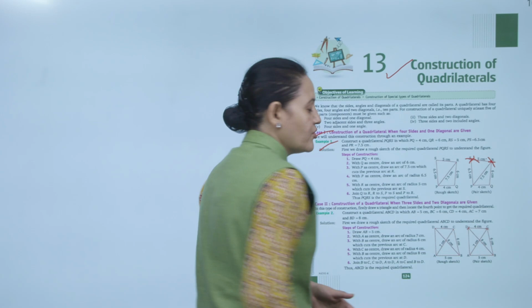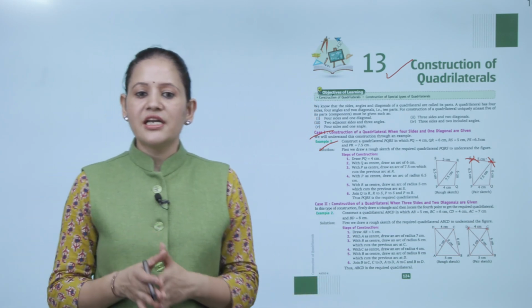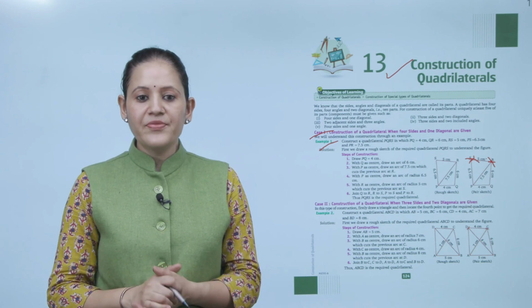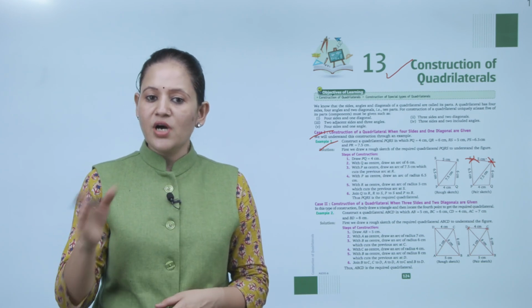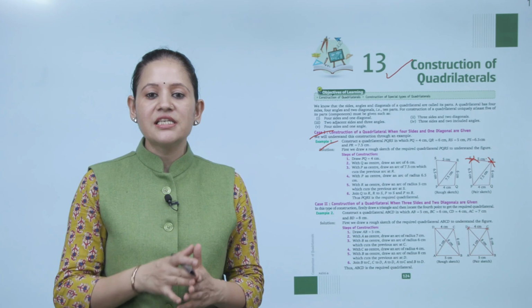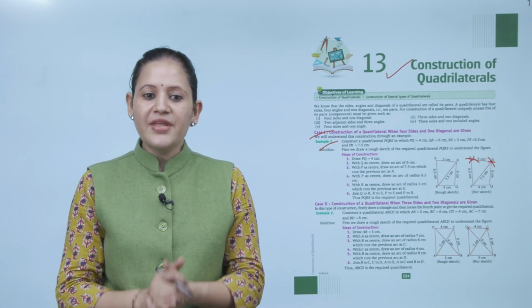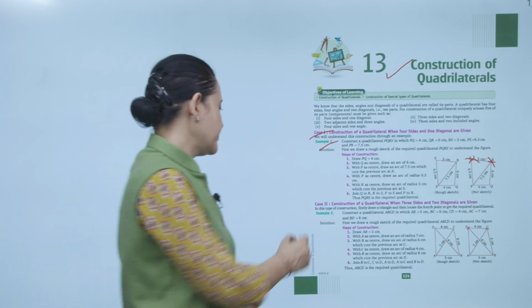We will join them. So, this is our quadrilateral PQRS. Clear? So, here we have joined Q to R, R to S, P to S and P to R. So, we will get the quadrilateral PQRS. Clear?